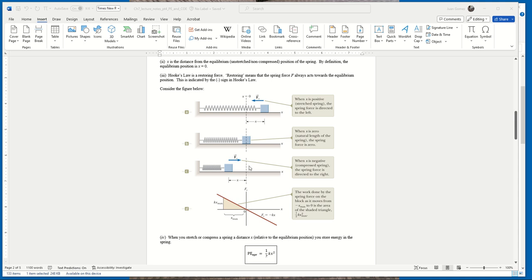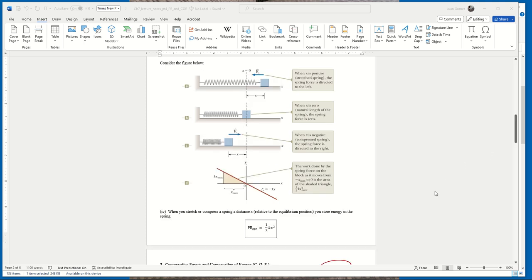Panel C, the object is compressed in the negative x direction. The spring is compressed in the negative x direction. When you release the mass, the spring force acts in the positive x direction. In other words, the spring force always acts towards the equilibrium position. When you stretch or compress a spring a distance x, by that we always mean relative to the equilibrium position. Again, panel B is the equilibrium position.